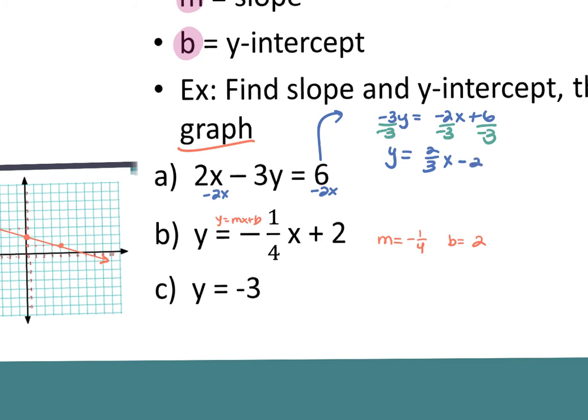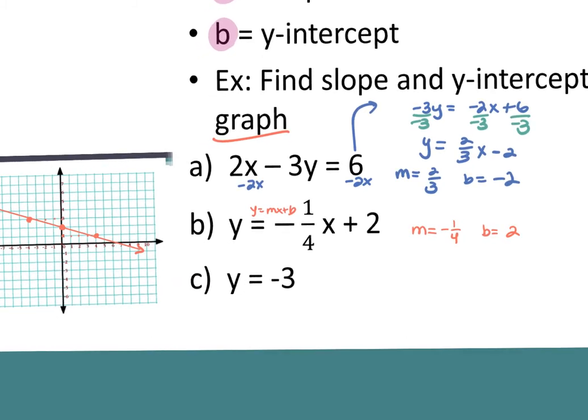So what is the slope here? 2/3. And what's b? Negative 2. So now I'm going to go to -2 on my graph. I'm going to go up 2 and to the right 3, and I can do it again, up 2 and to the right 3, just to get a nice straight line. You only need the 2 points.